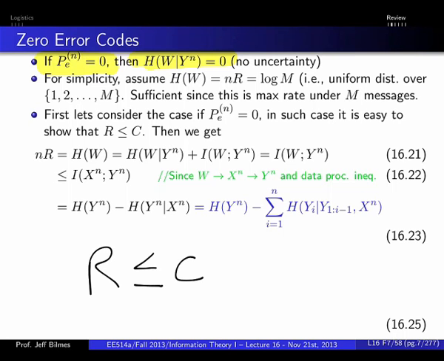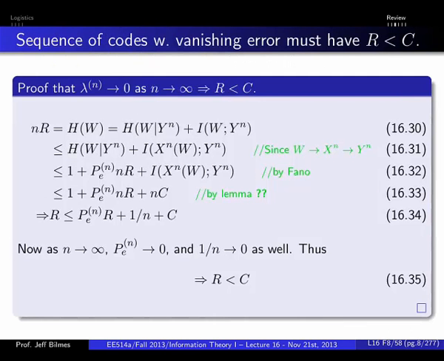Or equal, I mean, it depends. But the point is that we have this bound, which is very easy to show. And that was a good precursor to the actual proof, where, in some sense, this is the actual proof that says that if the error is driven to zero, then the rate must be less than C, and in this proof we used Fano's inequality in this step.